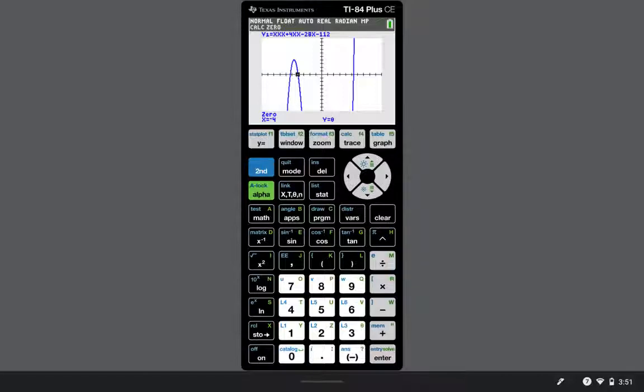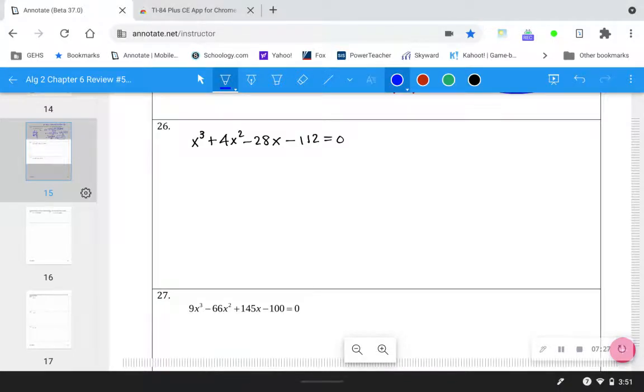You could have got that quickly by saying trace -4 enter, but that's sort of a guess and check method, and it doesn't always work. Okay, so now I know -4 is one of the answers. So what you're going to do is leverage that answer. -4, you know, is a 0.